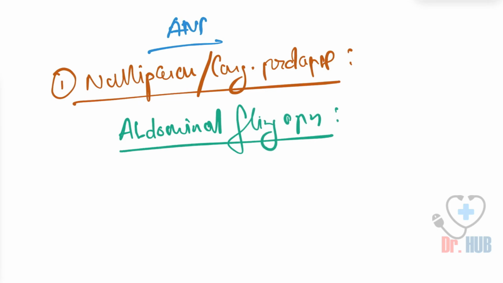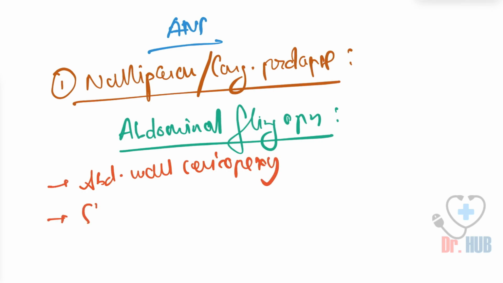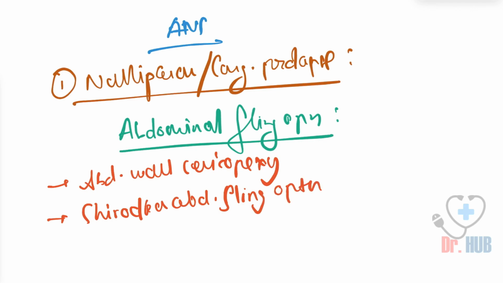So what does this include? This includes the abdominal wall cervicopexy. Next comes the Shirodkar abdominal sling operation. Lastly, we have the Khanna abdominal sling operation.